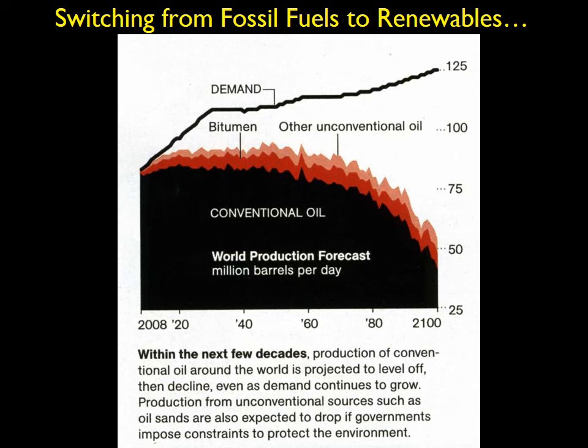Bitumen is also known as tar sands oil. So it's oil that is extracted from sand. And it's a very expensive way to get oil, but it becomes more economical when the price goes up. It's also very environmentally degrading, as we'll see in just a moment. So this is the problem, right? As this disconnect between demand and supply happens, the price for oil is going to go up and up.